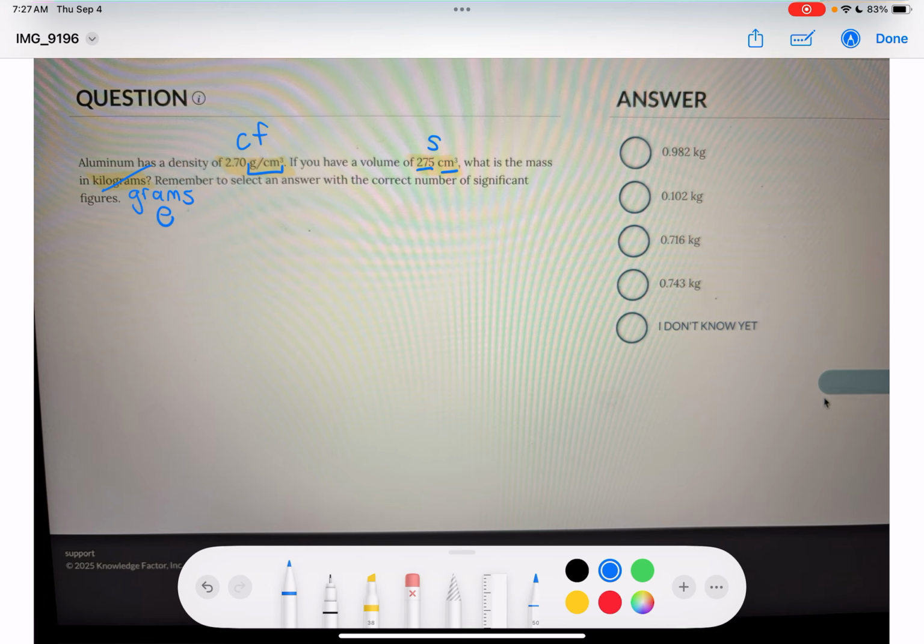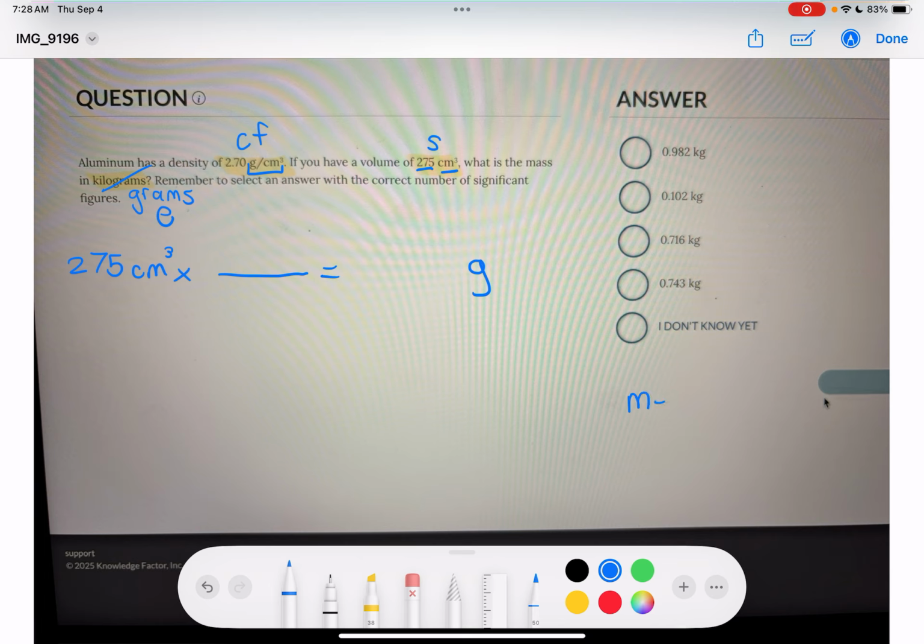Okay, so I'm going to start with 275 centimeters cubed. I'm going to use some conversion factor, and I'm going to end with grams. Okay, now in this one, since they gave you a conversion factor in the question, you can be pretty sure that's one that you're going to use. Sometimes you might not always be given those things directly in the question, which is why it's good to have a list of conversion factors.